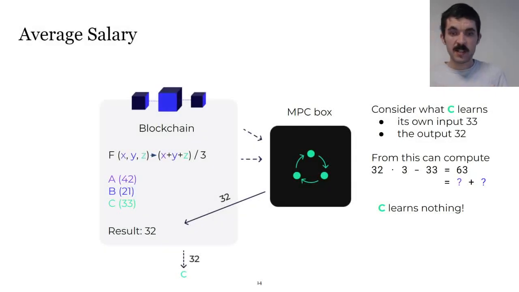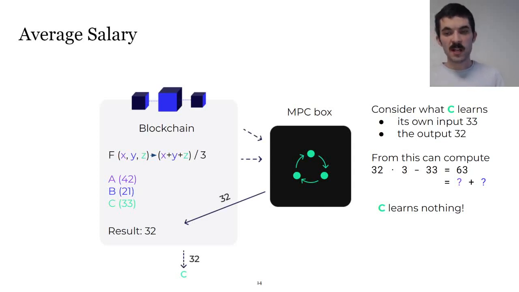And if we look at the privacy guarantee here, we can take the view of C. We see that this computation makes sense in the sense that C actually learns nothing about what A and B input here, right? Because what C can do is that it knows of course its own value. It knows that it has salary 33. It knows the output, the average salary, so to speak, is 32. It can multiply the average salary to undo the division at the end of the computation, and then it can subtract its own salary. And what it is left with here is the sum of the other two people's salaries.